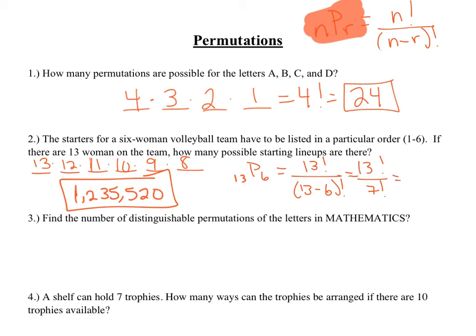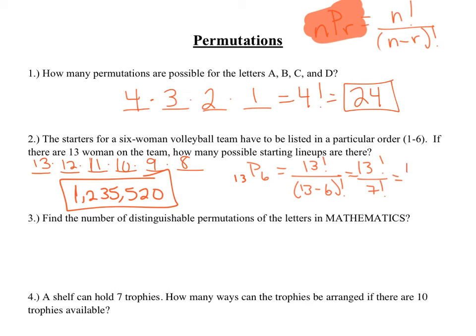Now when you do that, remember you have 13 factorial, so that'll be 13 times 12 times 11 times 10 times 9 times 8 times 7, 6, all the way down to 1. And in the denominator you have 7, 6, 5, 4, 3, 2, 1. So every number in this denominator will cancel out, starting here at the 7.